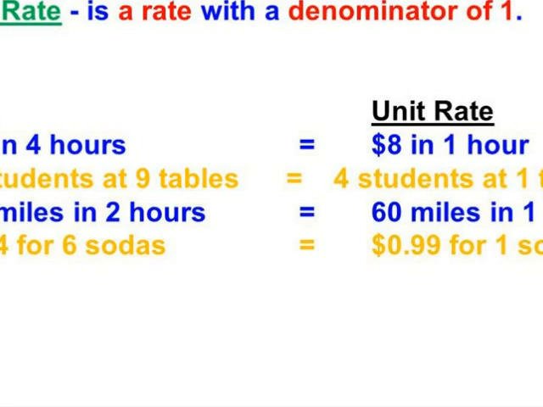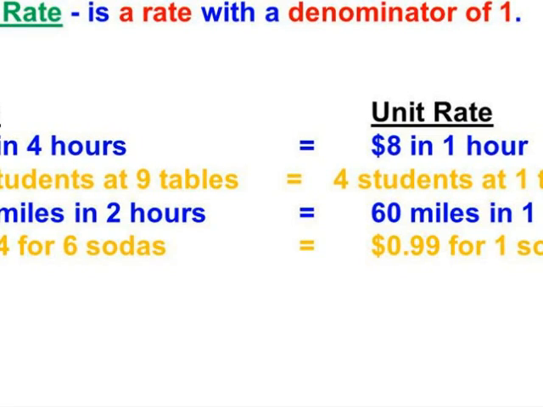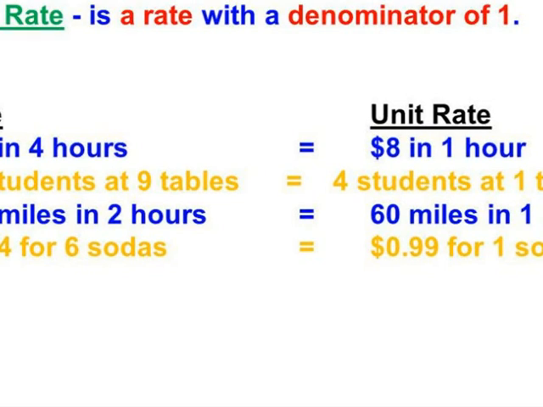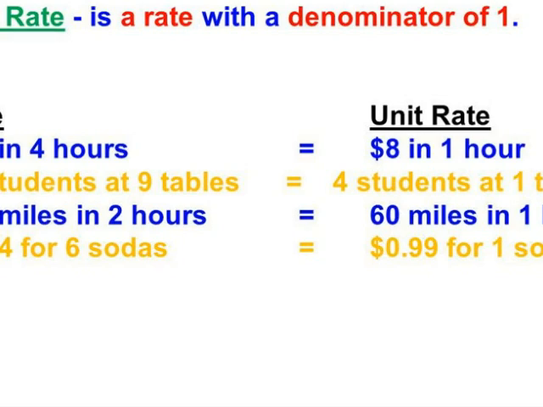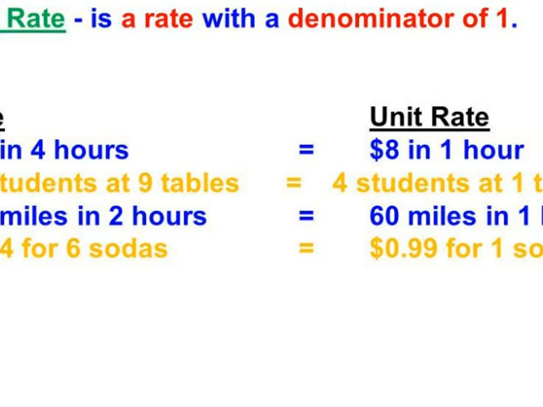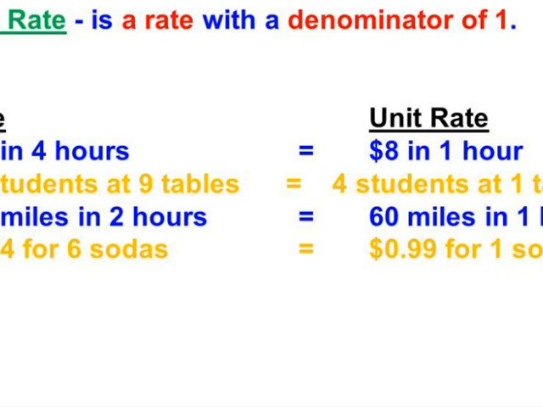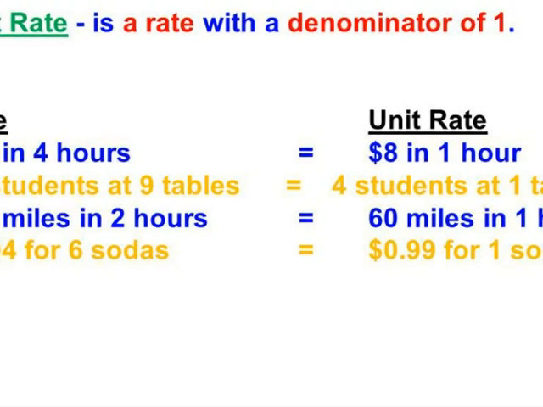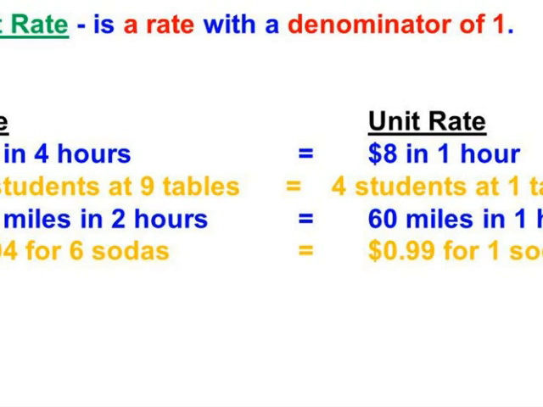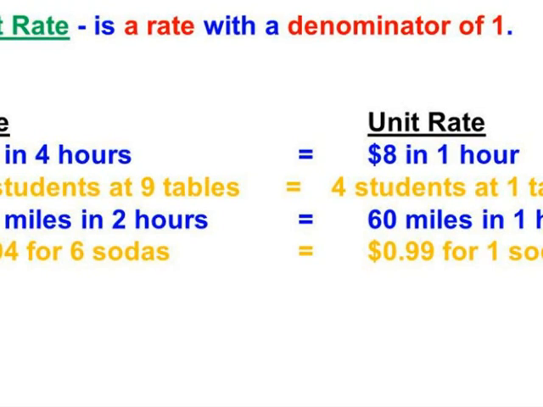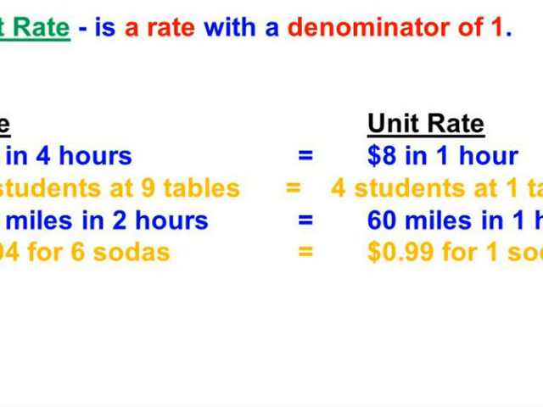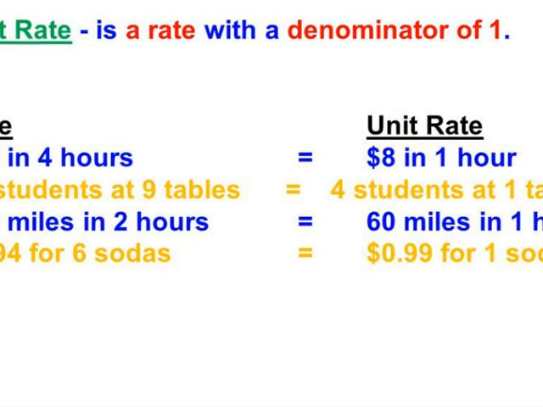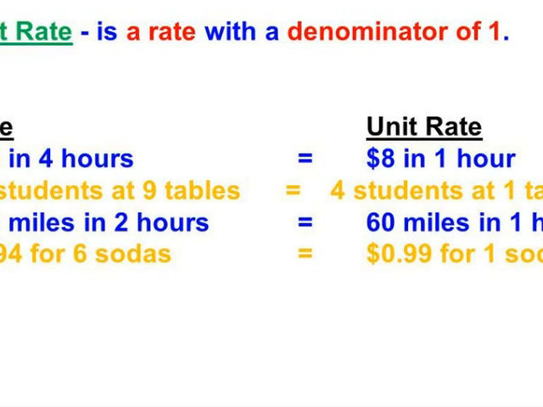A rate is a ratio that is used to compare measurements with different units. Again, a rate is a ratio that is used to compare measurements with different units. All right? Now, a unit rate is a rate with a denominator of 1. Just like a rate, a unit rate is also a ratio.